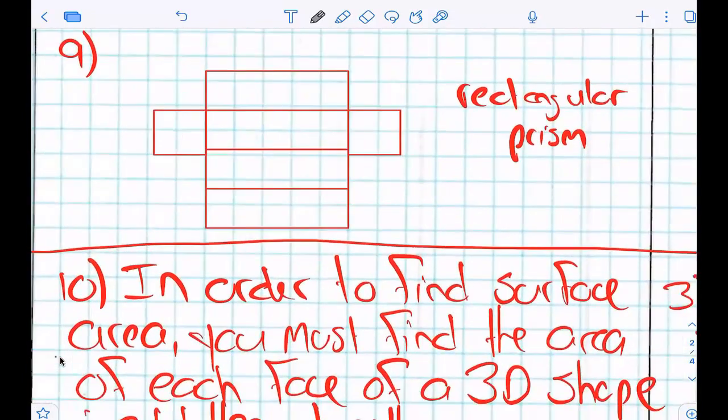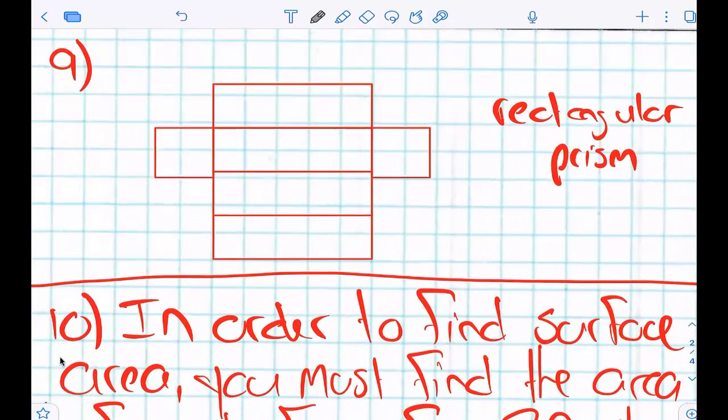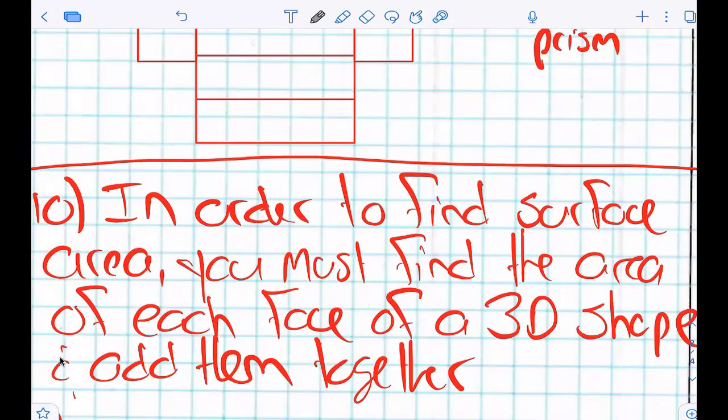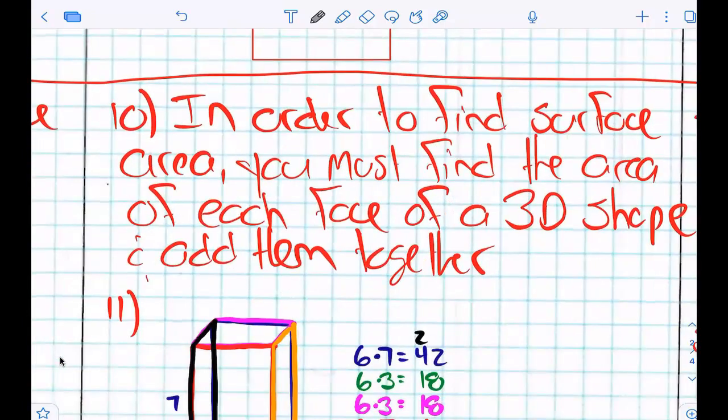We good? Yes. Rectangular prism, what thing in our room does that look like? Looks like a tissue box, okay? All right, in order to find surface area, you must find the area of each shape, or each face, of a 3D shape, yes? Yes.